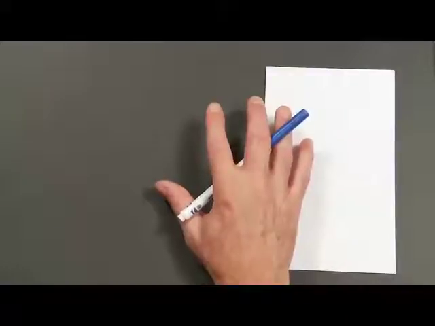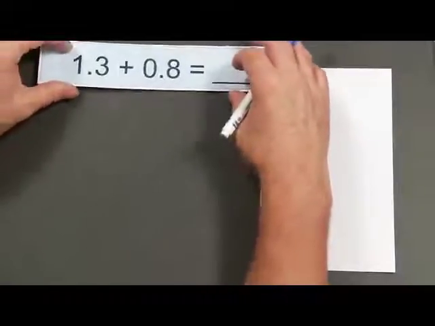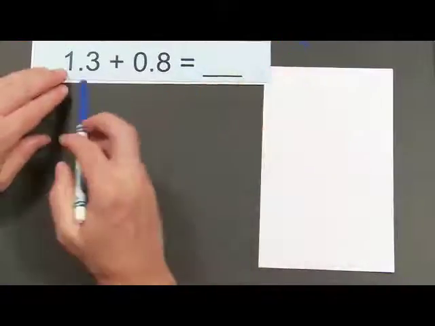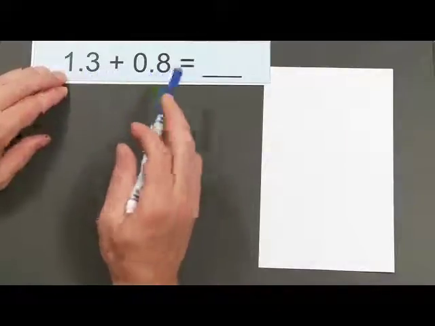So what's actually happening when we add and subtract decimals? And how can we use what's happening there to do some of this stuff mentally? That's what we're thinking about right now. So let's think about this question here. 1 3/10 plus 8/10. What does that mean?